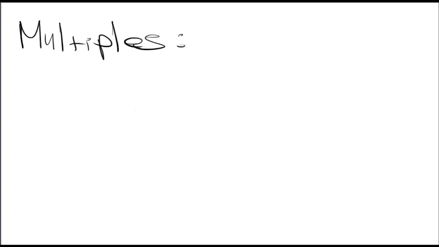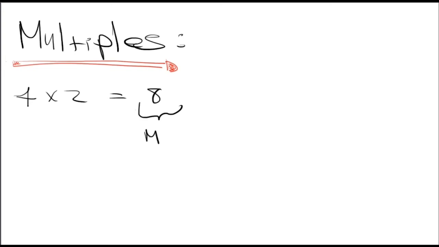Okay, so next let's look at what are multiples. When we multiply any natural number, that's a number that we count in, like 1, 2, 3, 4, all those numbers that you can count in, with another natural number, the result is a multiple. Let's look at an example. Let's say we've got the number 4, and 4 times 2 is 8. So 8 in this case is a multiple.